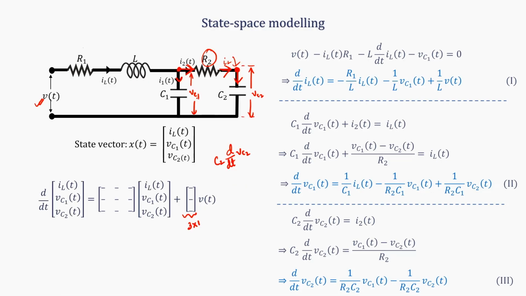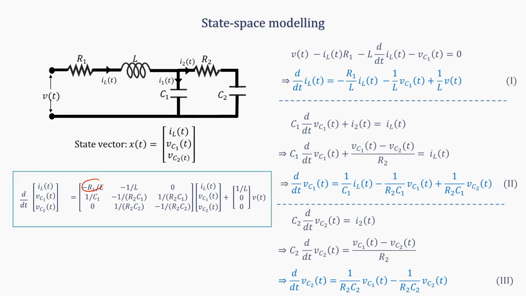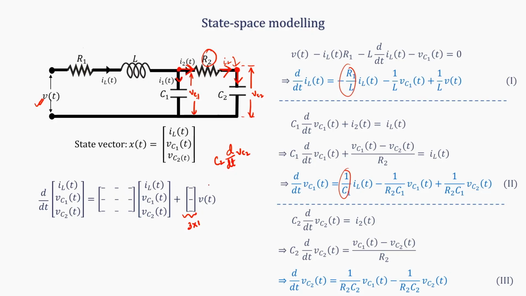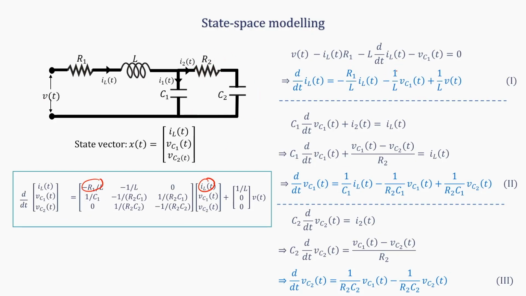See what I have done, all these equations, I am taking the coefficients: minus R1 by L IL minus 1 by L Vc1 and then 0, and then we have plus 1 by L V. So, this is coming. In the same way I have written the other two equations here, and this will be your state space equation.